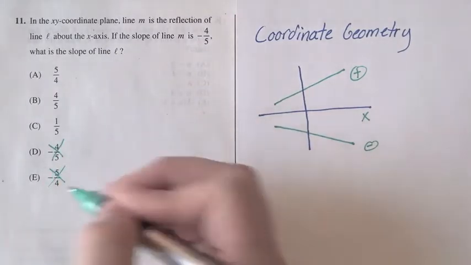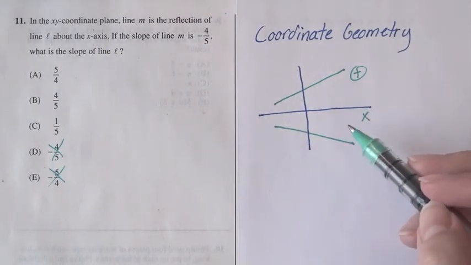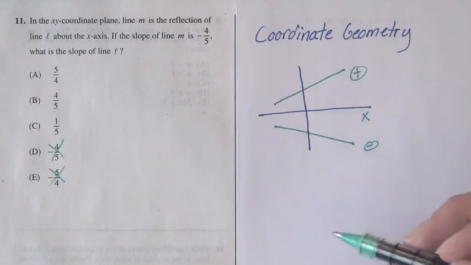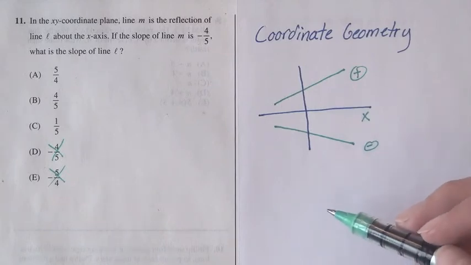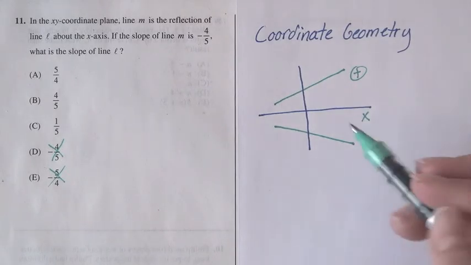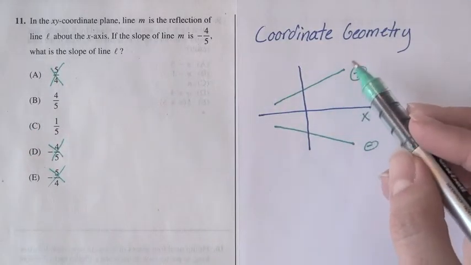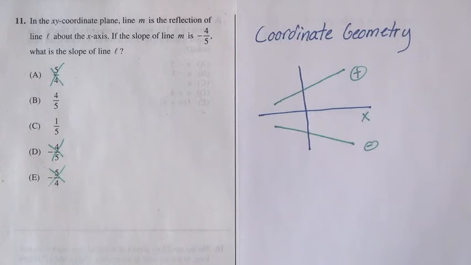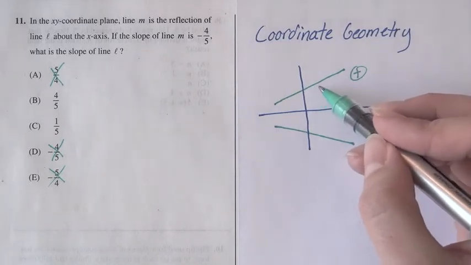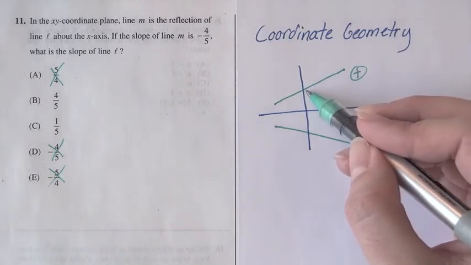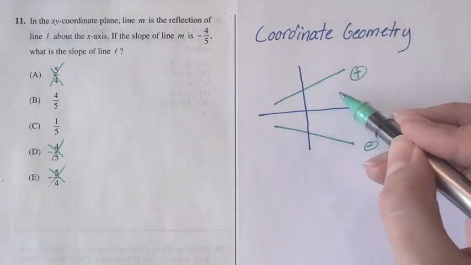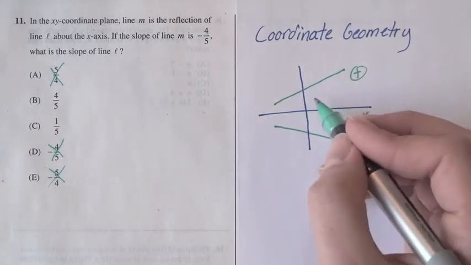So we'll get rid of those. And notice also that these are not perpendicular lines, so don't go about taking the negative reciprocal or anything like that. That's not the case. In fact, notice that the slope's absolute value stays the same, because you get the same amount of rise for your run. It's just that it now happens to be in a negative direction.